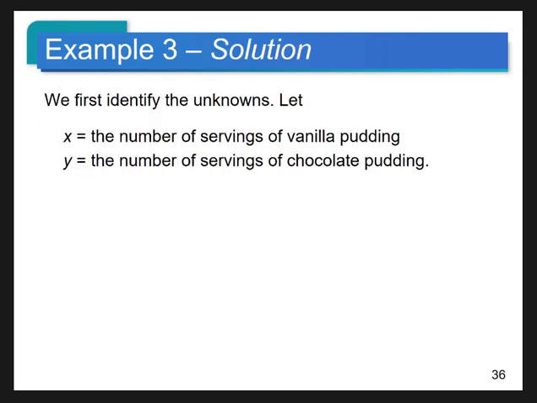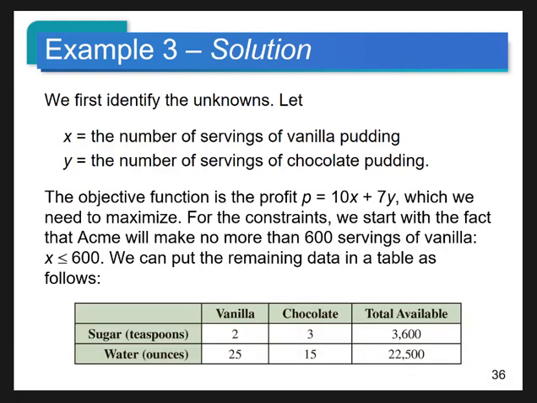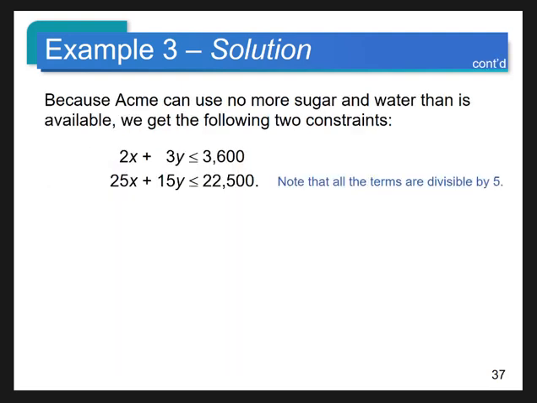So we're going to let X equal the number of servings of vanilla pudding and Y the chocolate. We know we've got the sugar, 2 teaspoons of sugar for vanilla plus 3 teaspoons of sugar for chocolate. Our total of 3,600 per day. Water is the same thing. Our fluid ounces, 25 for vanilla, 15 for chocolate, 22,500 total for the day. Gives us these inequalities. The amount of sugar used, 2x plus 3y has to be less than 3,600. For the water, 25x plus 15y has to be less than 22,500.